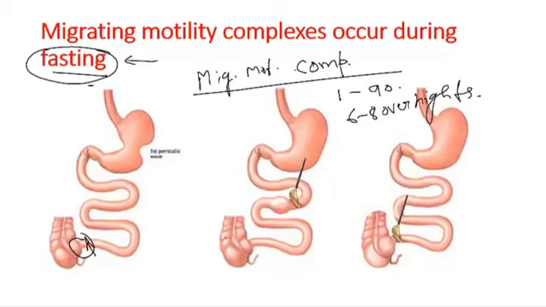Now this whole process of migrating motility complex is controlled by the enteric nervous system, and we don't want to talk about that much here, but it's also important to clear all this route for the later stage of digestion and stuff.